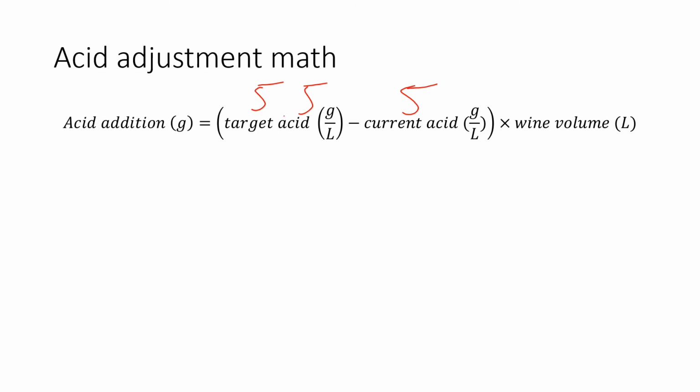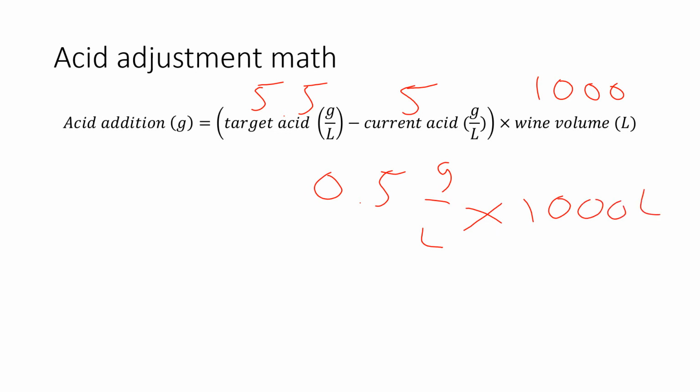Let's make it easy on ourselves. Let's imagine that we have 1,000 liters. So then 5.5 minus 5 is 0.5 gram per liter times 1,000 liters equals 500 grams.